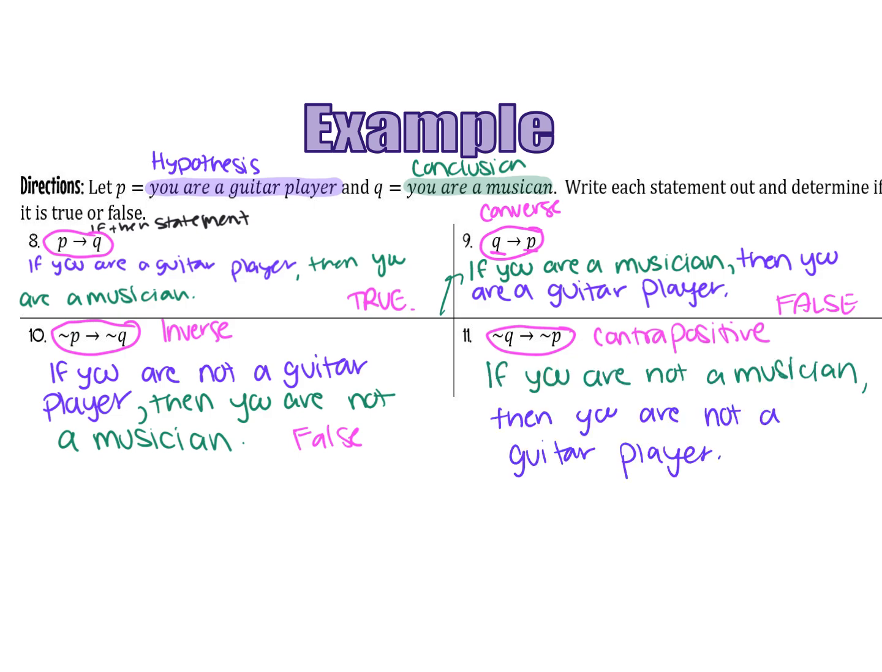And this statement is true. If you aren't a musician, then you don't know how to play guitar. So that would be a true statement. So we're really focusing on that notation. The little squiggle means not. The P, then Q, the arrow is telling us which is if and which is then.